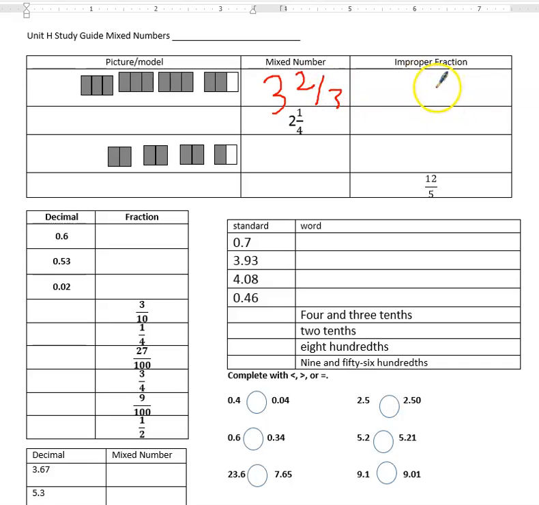When I go to do the improper fraction, I know my denominator is going to be a 3 because they're cut in thirds, and I just count the pieces. Each third, 1, 2, 3, 4, 5, 6, 7, 8, 9, 10, 11. 11 thirds. I go to this next one, 2 and 1/4.